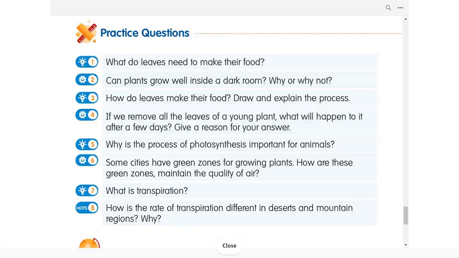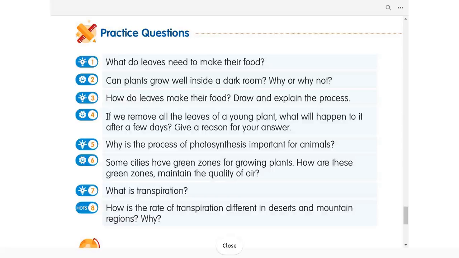Yes, animals get food from plants. Let's see the answer. Photosynthesis is important for animals because they depend on plants for their food. Plants make food by the process of photosynthesis. They give out oxygen during the process that is used by animals for breathing. Plants give food for animals and they give out oxygen during the process of photosynthesis that is used by animals for breathing.